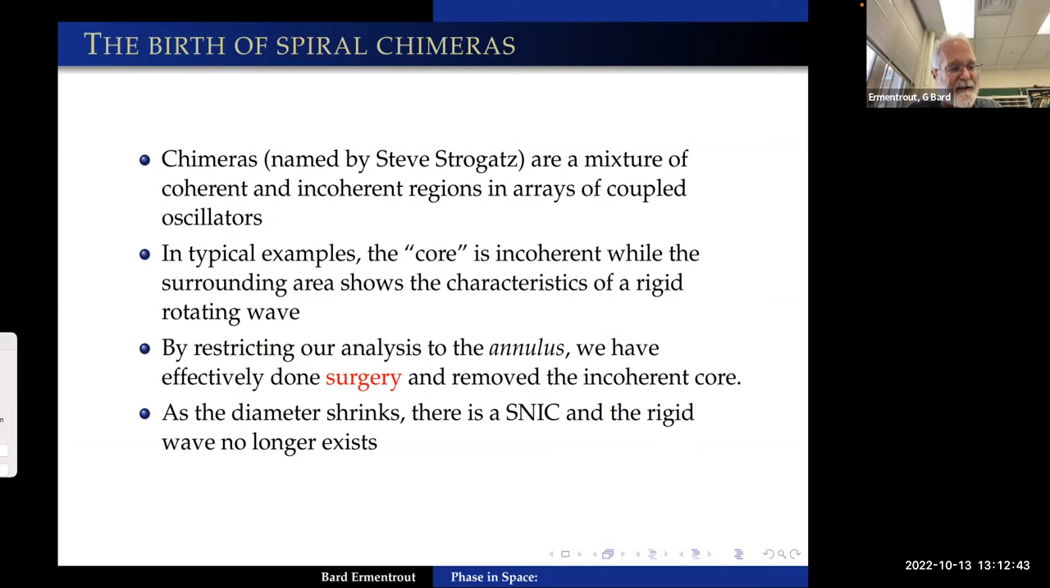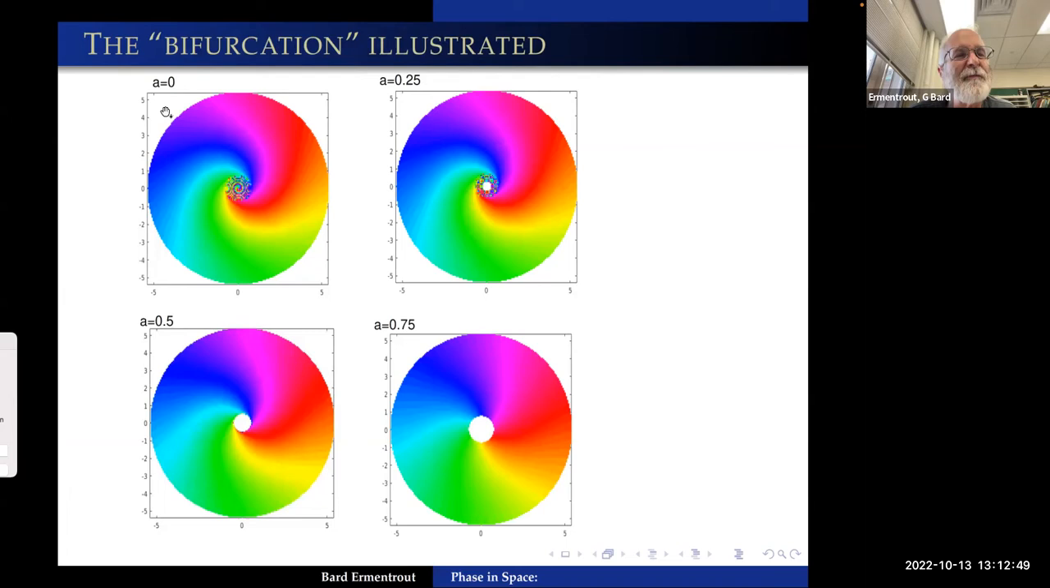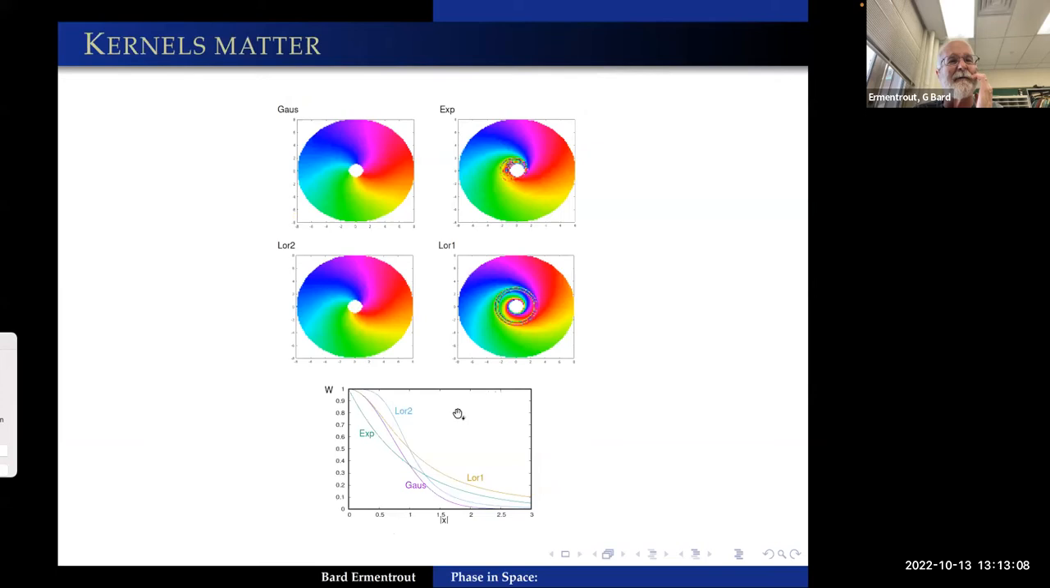So here's an example of the bifurcation. This is with no hole, the hole is zero. Now we're opening up the hole, making it bigger. Making it bigger still, there's still a little incoherence. And finally, we've cut out the incoherent region and we get a nice straight rigid rotating wave.